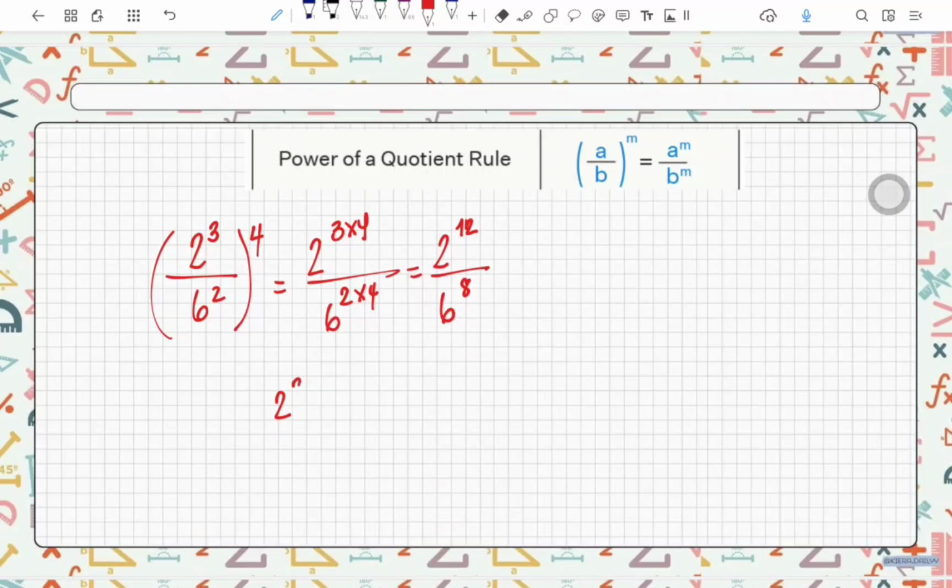Similarly, this can also be 2 to the third power divided by 6 to the second power, to the fourth power.